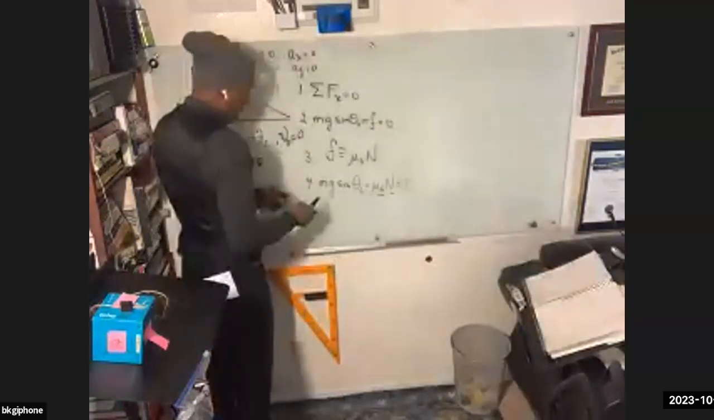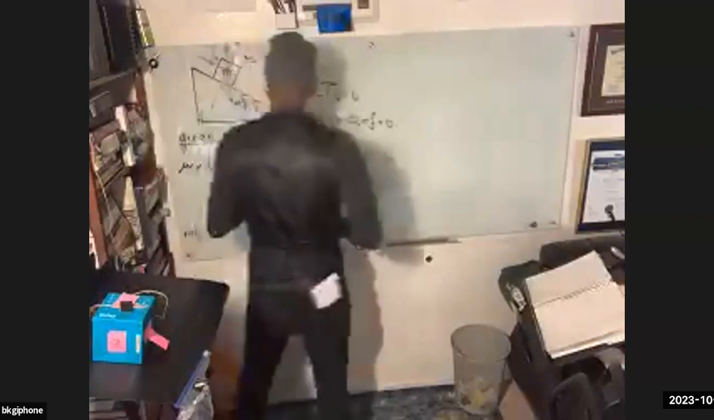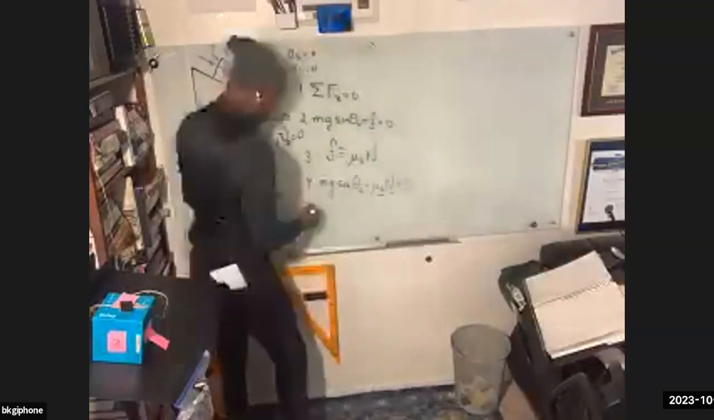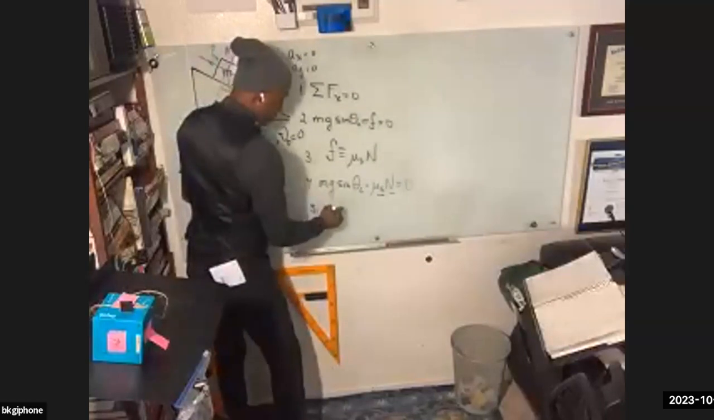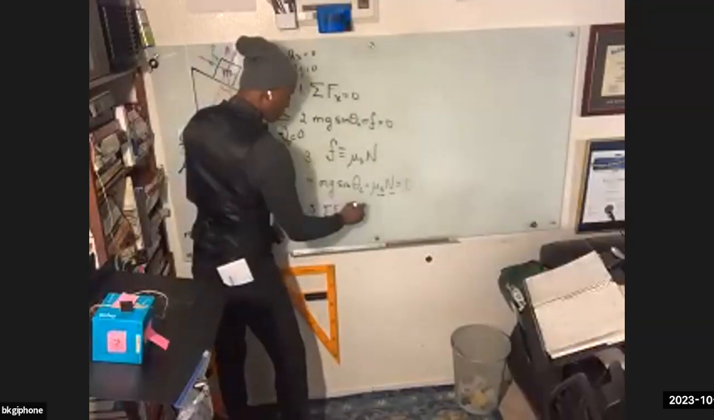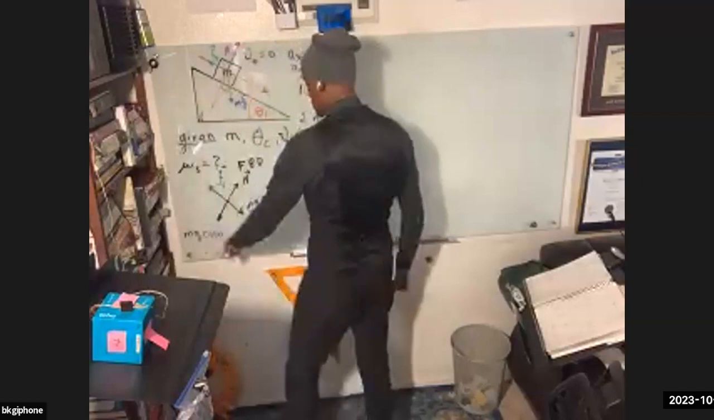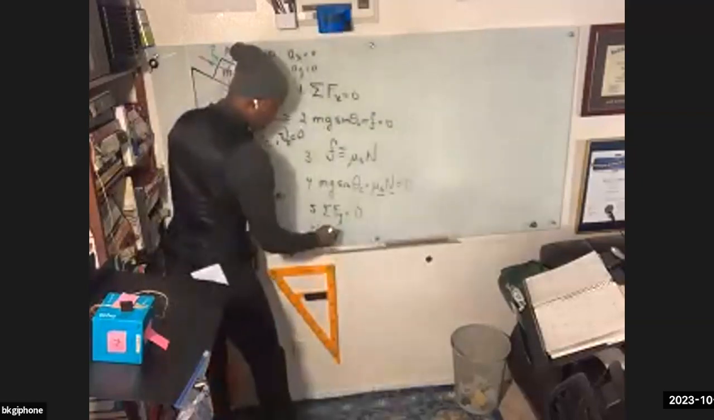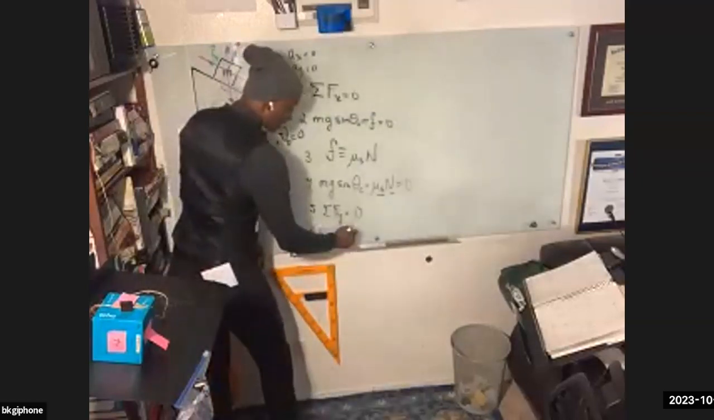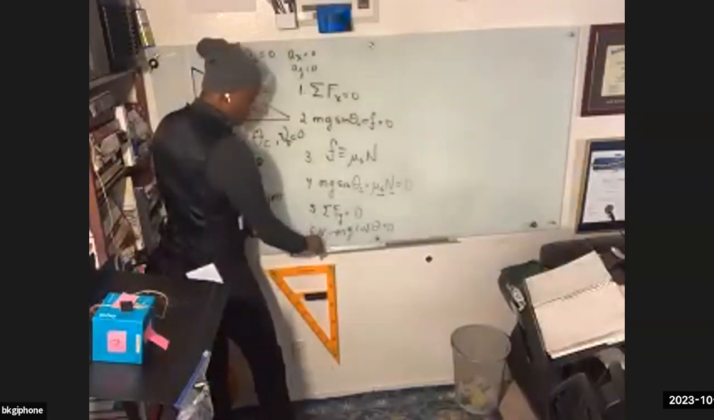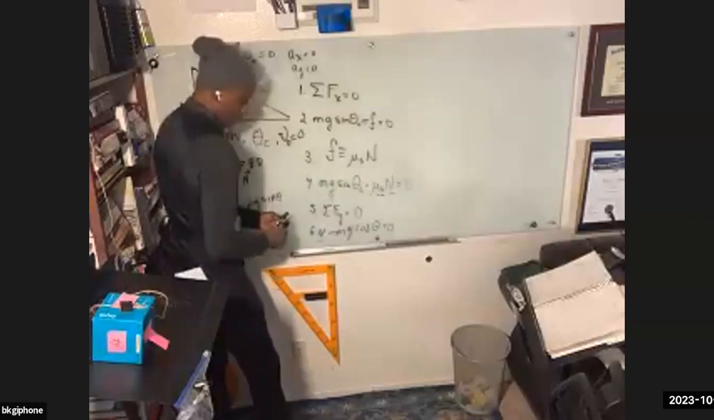And so the last thing is the sum of the forces in the y direction, Ay, is equal to 0. So it's the first law: the net force in the y direction equals 0. What forces are there? Normal force up, mg cosine theta down. So I get normal force minus mg cosine theta equals 0. There's only one unknown there, that's n, and that's it.